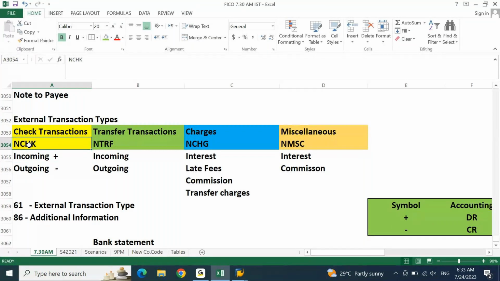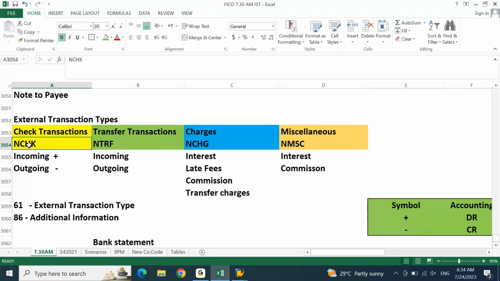For these external transaction types, you will have to maintain what the external transaction type is, and which algorithm is to be used for processing the entry. If you are processing the entry for a clearing document, or you are processing the entry for a direct document. In short, clearing entry or a direct entry. We already understood what is a clearing entry, what is a direct entry.